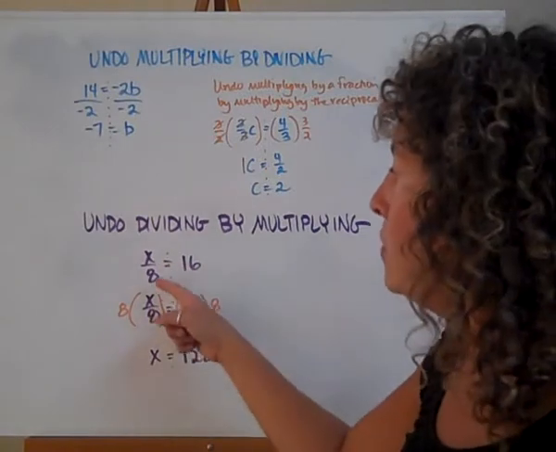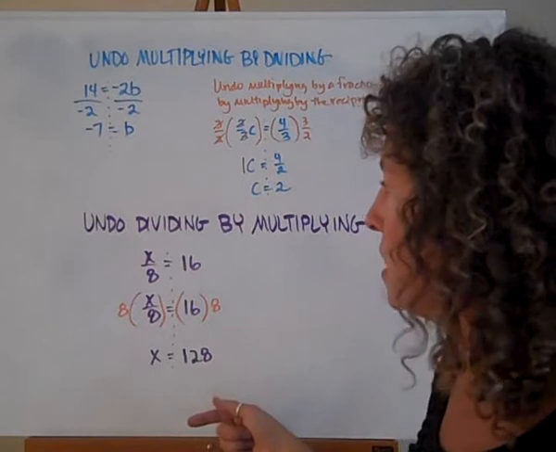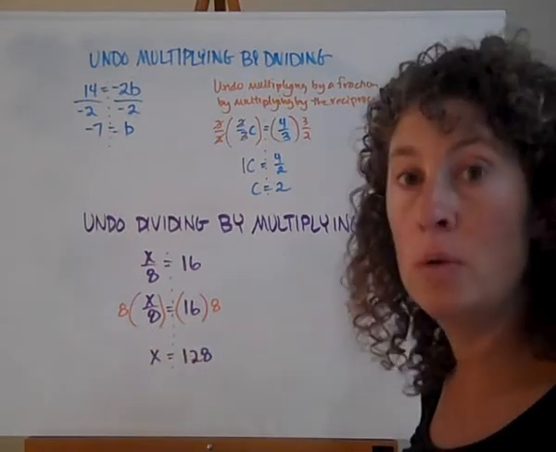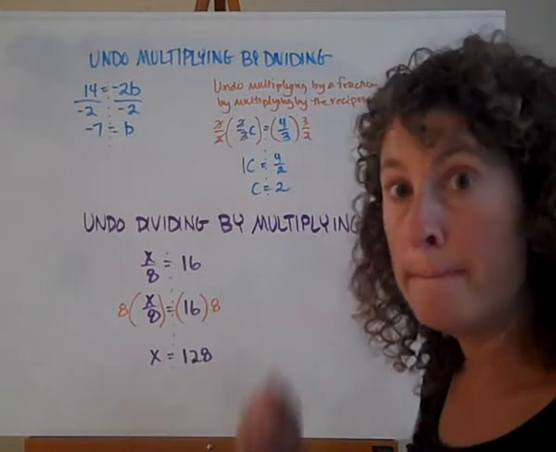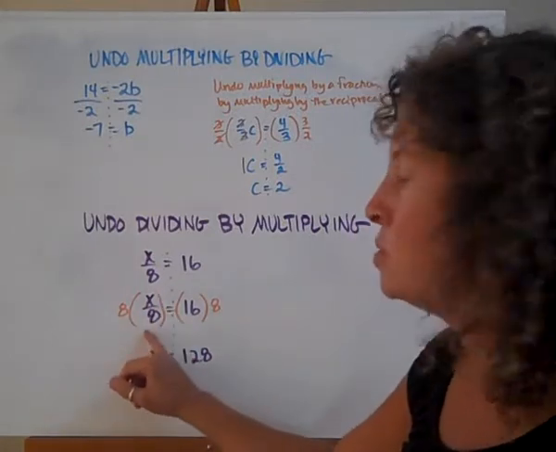Multiplying and lastly dividing. So I've got x divided by 8 equals 16. Again, notice 2 sides of my equation, the left and the right side. So I'm dividing by 8, which means to get rid of that, I really want to undo it by multiplying by 8. When we're multiplying both sides, we always use these parentheses.